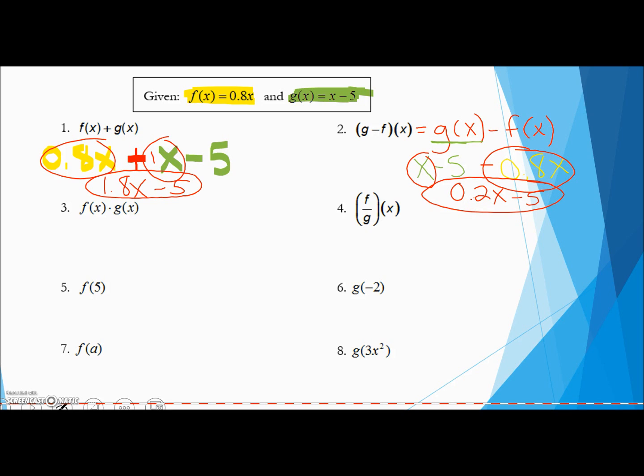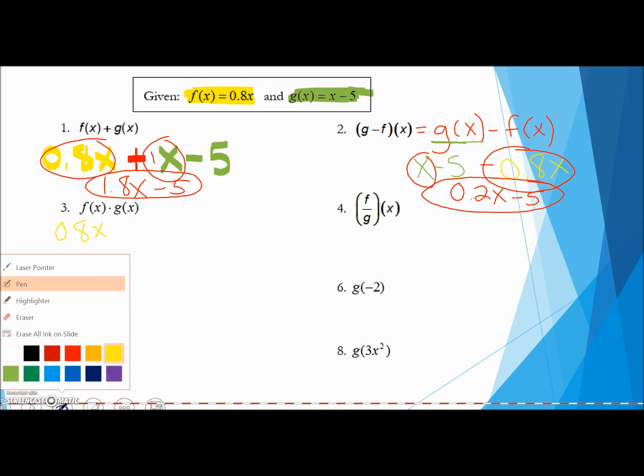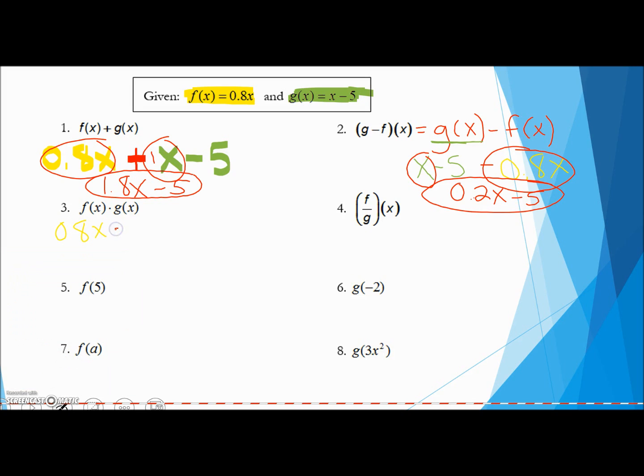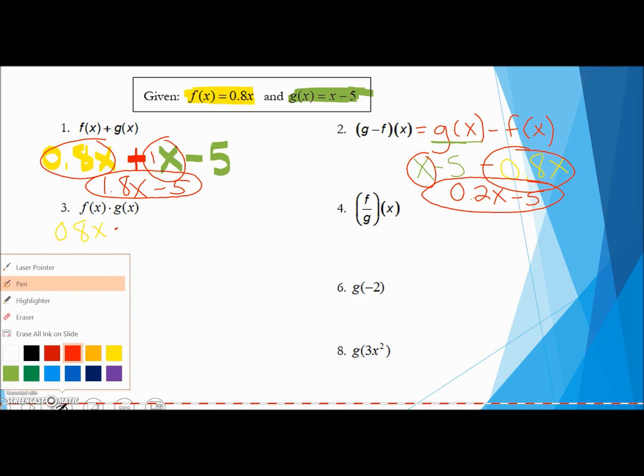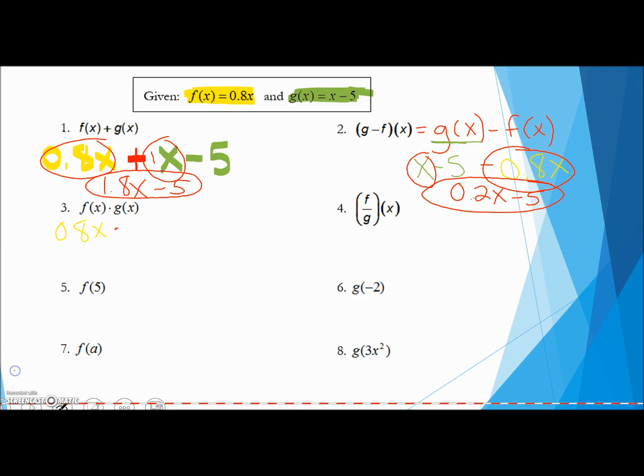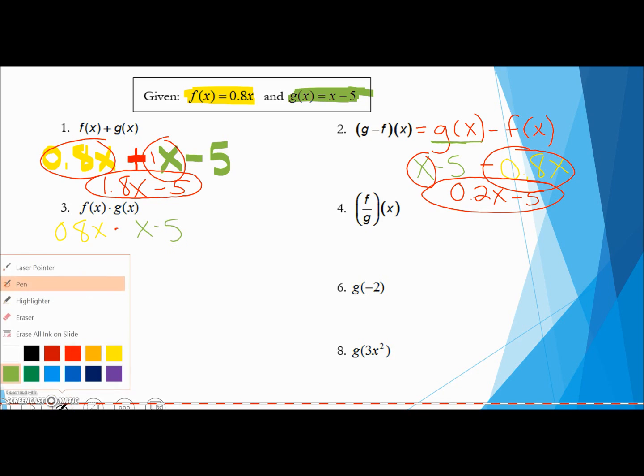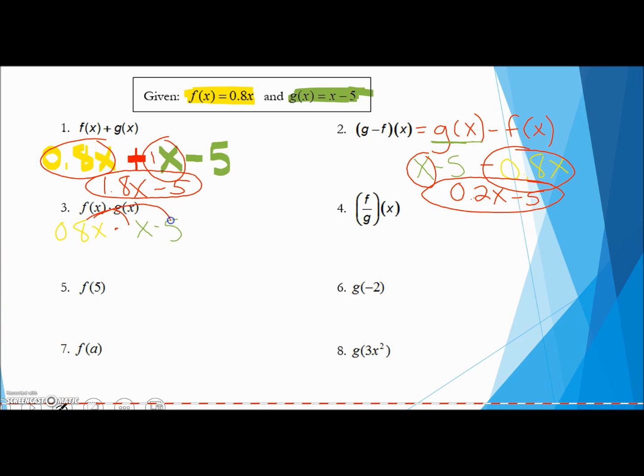The next one, I'm taking f of x and I'm timesing it by g of x. So I'm taking 0.8x and I am multiplying times g of x, which is still x minus 5. Now, the rules of math say that I must distribute this 0.8x to both terms. So you get 0.8x squared minus, and if you do 0.8 times 5 in your calculator, you would get 4x. That's your answer for that one.